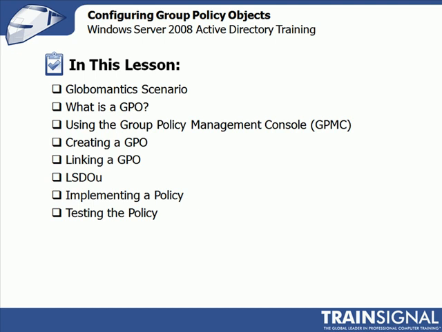I'll show you how to create a GPO. I'll show you how to do something called link a GPO. We're going to talk about a term called LSDOU, which is a term that represents the order of application and inheritance of group policy objects. And then we're going to implement a policy and test it to see exactly what effect that policy had on a particular user or computer.